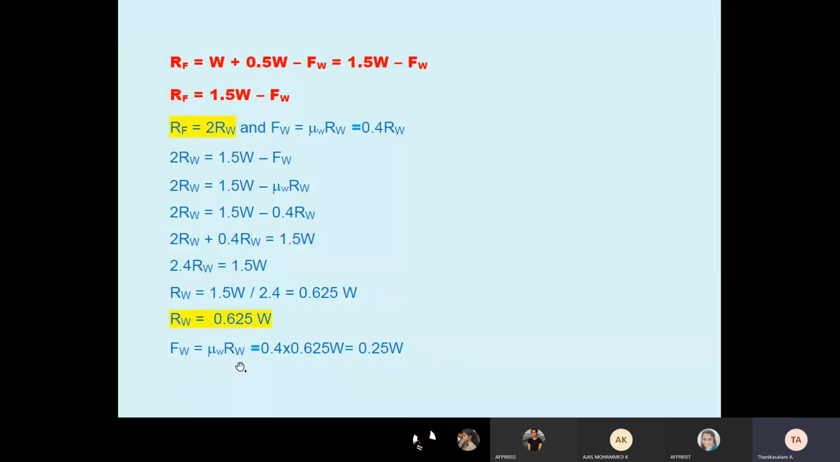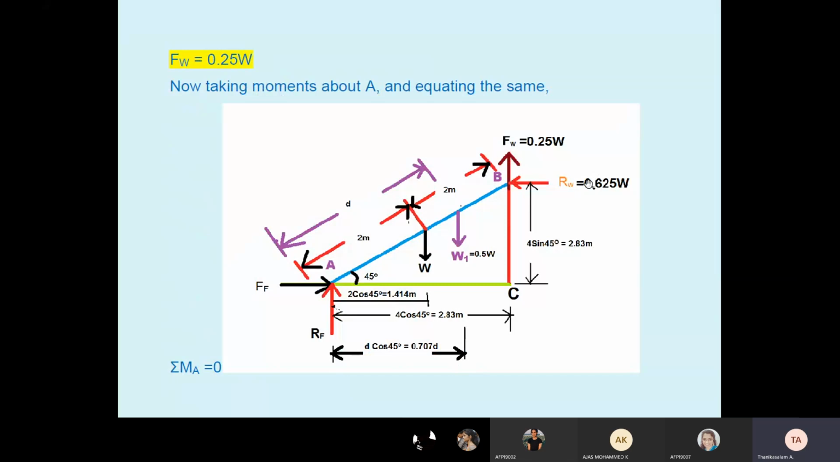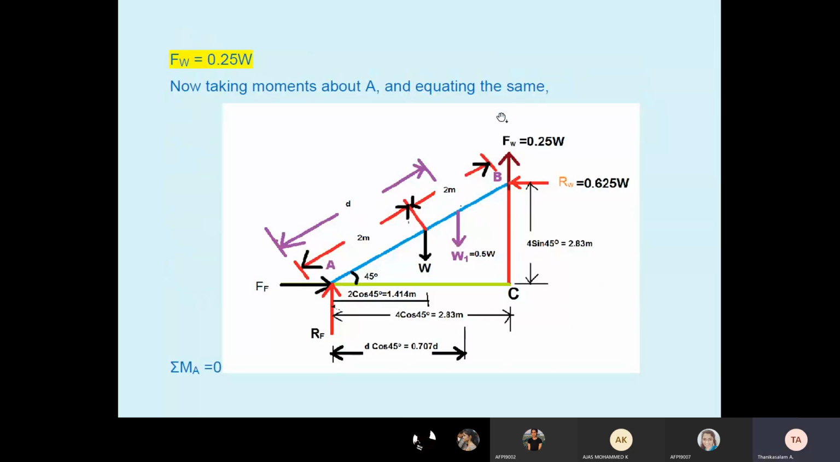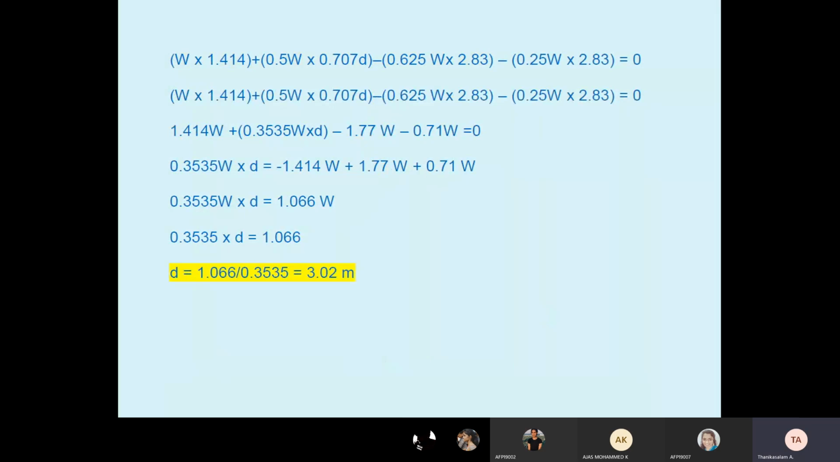So FW, we know is mu RW, therefore I marked 0.25 W. I marked everything from the previous two equations where we calculated RW and FW. Therefore, RW 0.625 W into 2.83, anti-clockwise, minus. Weight is clockwise, weight into 1.45. And the man's weight 0.5 W into 0.707 D. And FW, 0.25 W, the distance with respect to A is 2.83, the AC distance. So after simplification, we got D equal to 3.22 meter.